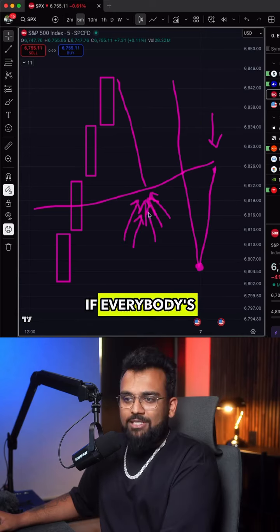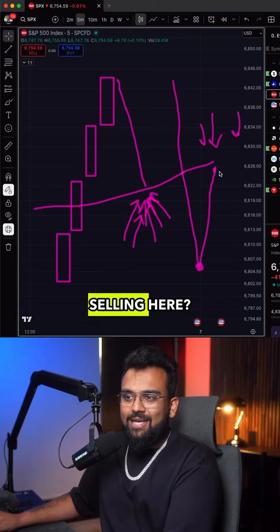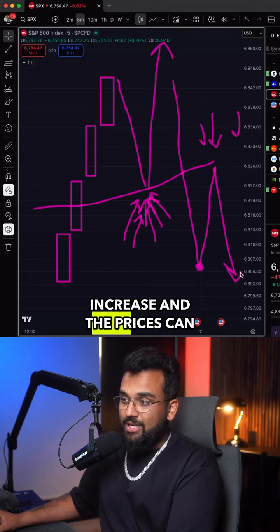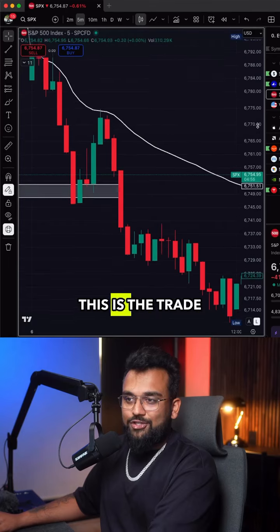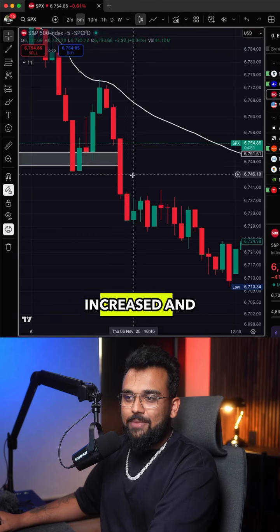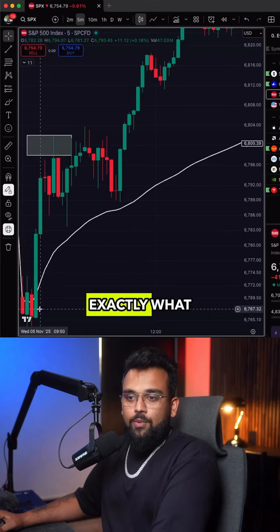Now, what happens if everybody's buying here? What happens if everybody's selling here? That means the buying pressure can increase, it can push the price up, and the selling pressure can increase and the prices can go down. Let me show you the example. This is the trade that I took today. It came up to the VWAP. What happened? The selling pressure increased and made a big move toward the downside. Exactly what happened on this chart.